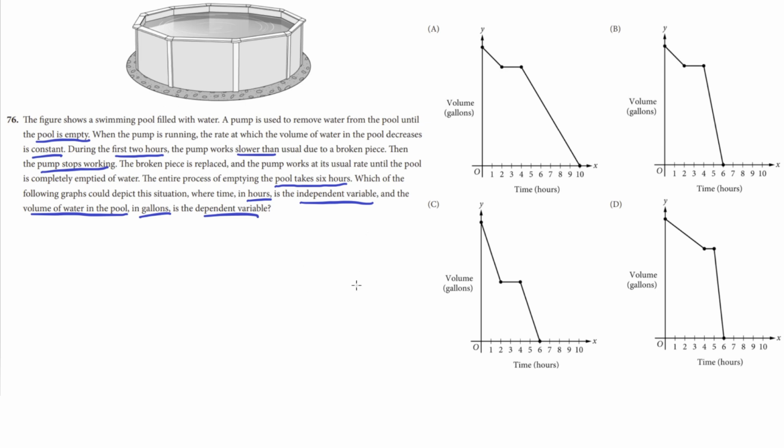So we're emptying a pool. The pool is being emptied slowly until the piece breaks. Then there is no change in the volume of water until the piece is replaced, and then the pool is being emptied faster than it was initially. And we need to find which one of these graphs models this situation accurately.